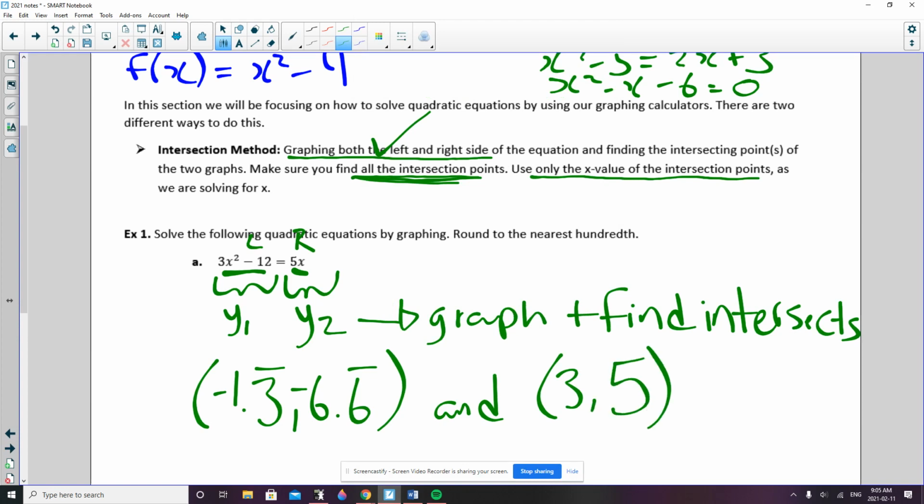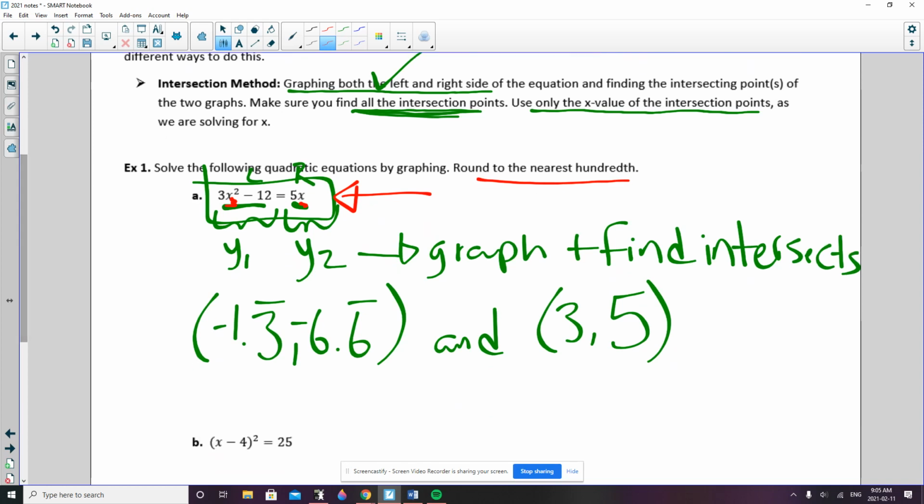Now, if I look at this equation, it is focusing only on the x values, right? I can't put a y value into this equation because there's no y value there. So the answers that I'm looking for here are the x values, and it says round to the nearest hundredth. So to solve for this, my final answers would be x equals 1.33 and 3.